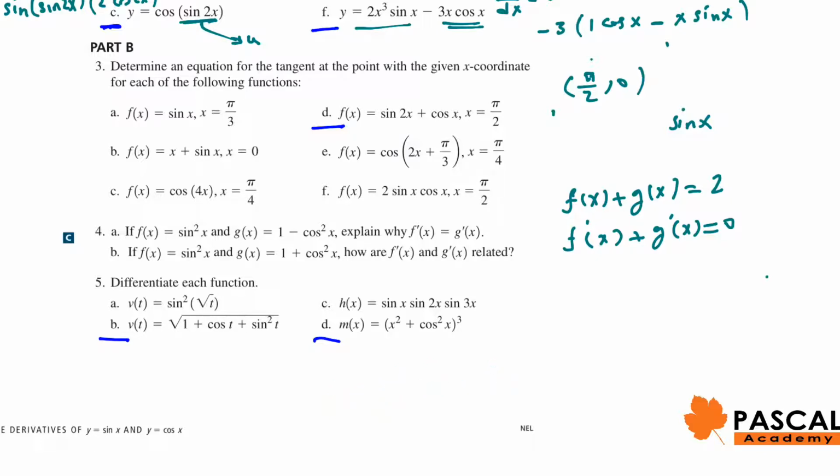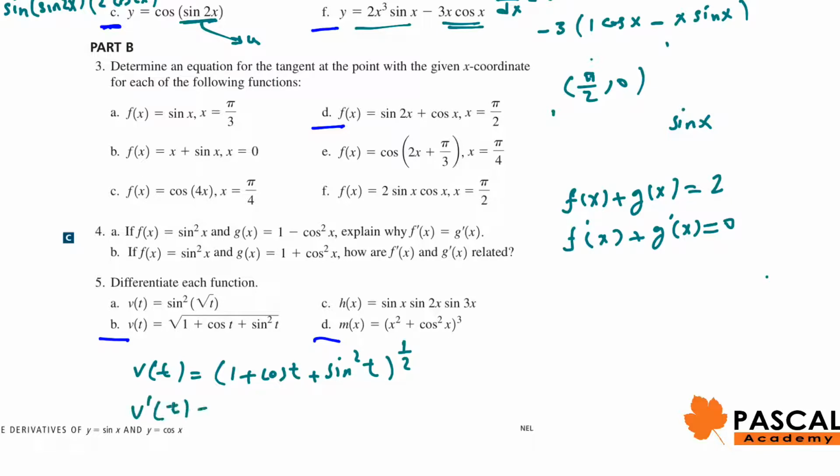Next question, question number 5, part B. We are looking for derivative of V of t equals 1 plus cosine of t plus sine squared of t to the power of 1 over 2.